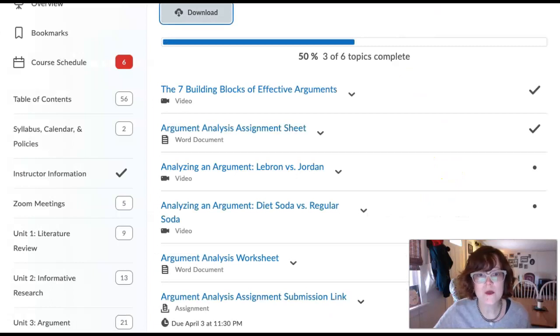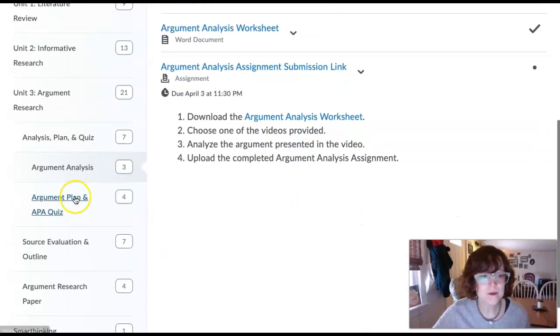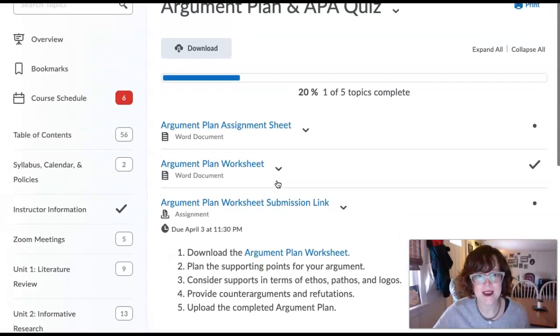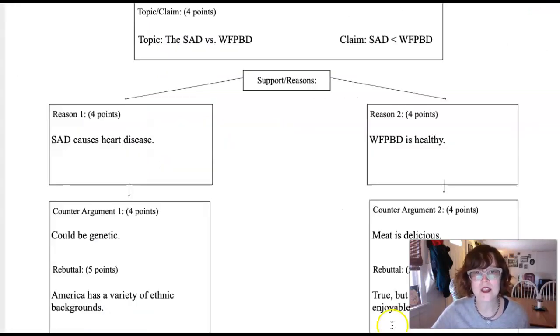Then what you do for your argument plan, and I'm going to come down and show you where to find that, is you would download a similar worksheet and then you would just sketch out the plan for the argument that you want to make. So you haven't found any sources yet, but you're just trying to guide your thinking here. So the example that I'm using is the standard American diet versus the Whole Foods plant-based diet. So I said that the standard American diet causes heart disease. I don't have any sources to back me up, but I'm pretty confident that it does.